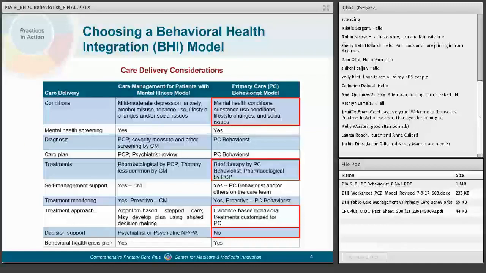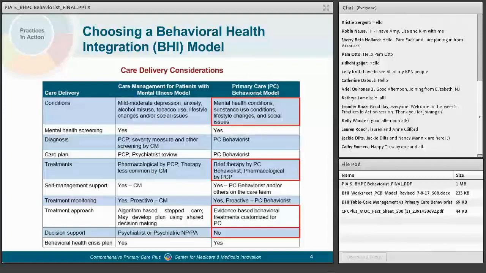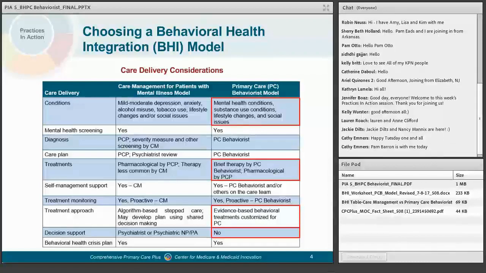Last week's Practices in Action focused on the care management model for patients with mental illness options. Today, we will focus on the primary care behaviorist model option. This table highlights the key differences between the two BHI implementation options. This resource is available for download under the PIA Files pod to allow for further review and consideration. The key highlighted differences around the behaviorist scope and role are outlined here.